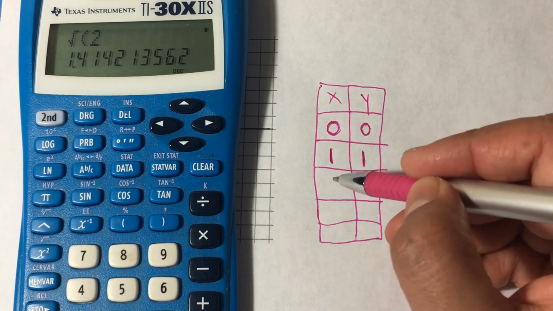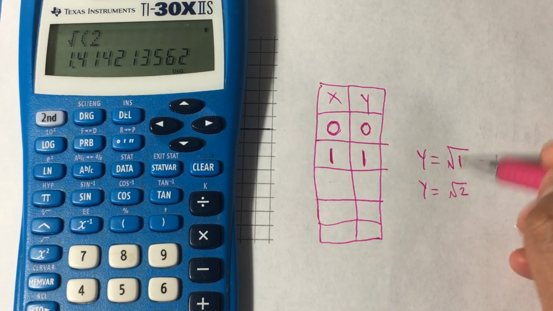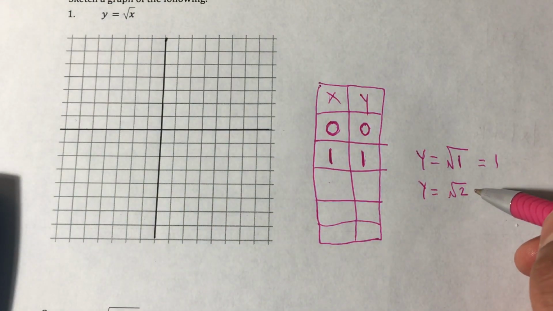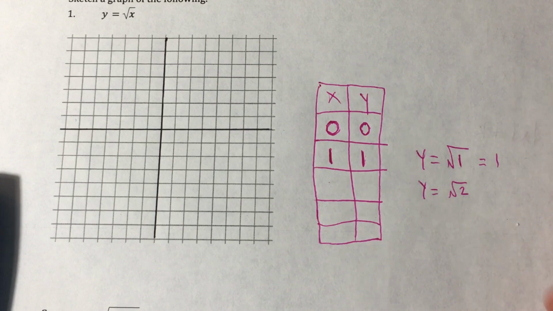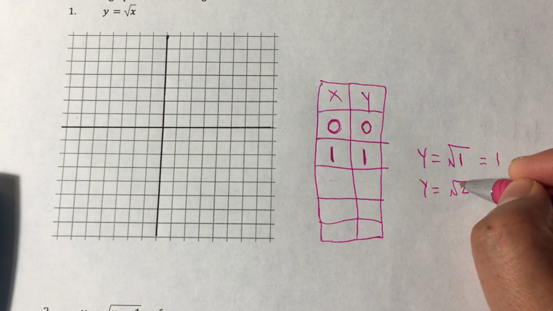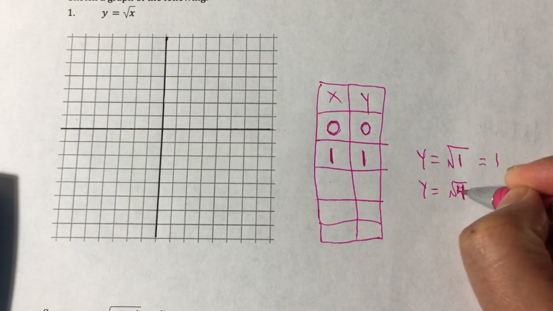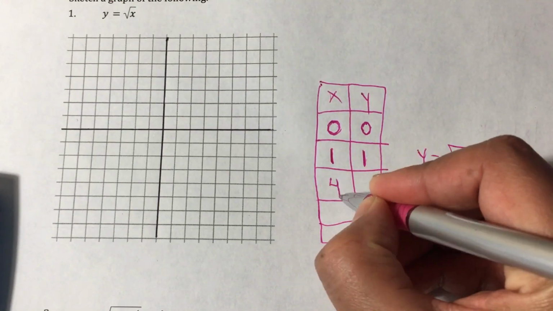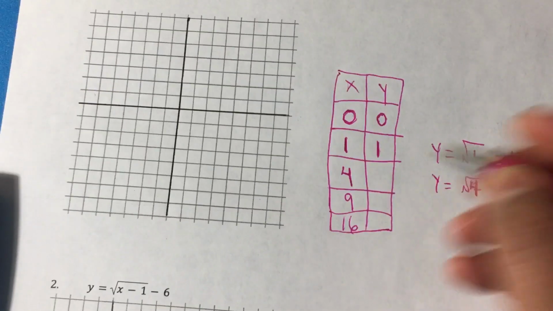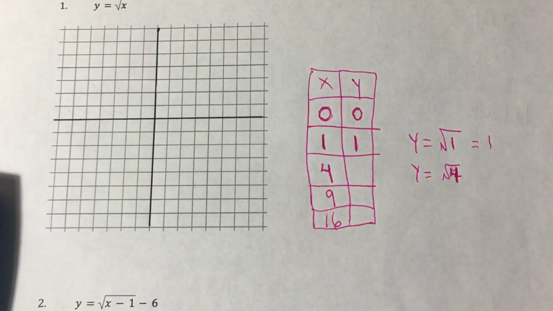So what I recommend in here, because we're looking at square roots, is that perfect squares will give us whole numbers. And what's the next perfect square after 1? 2 times 2 is 4. That's another perfect square. 3 times 3 is 9. 4 times 4 is 16. So for the values of x, you want to choose numbers that are perfect squares.